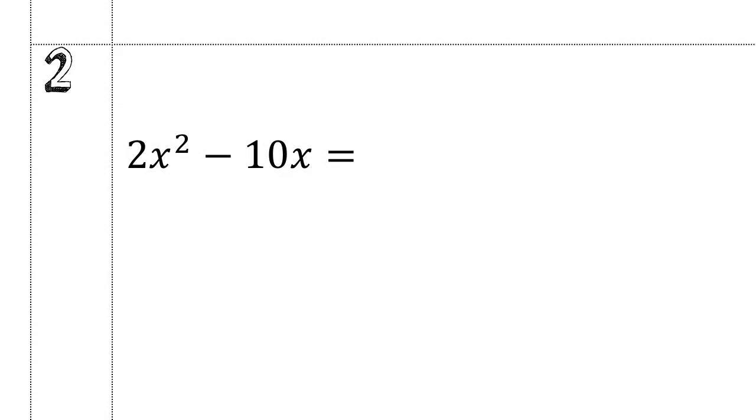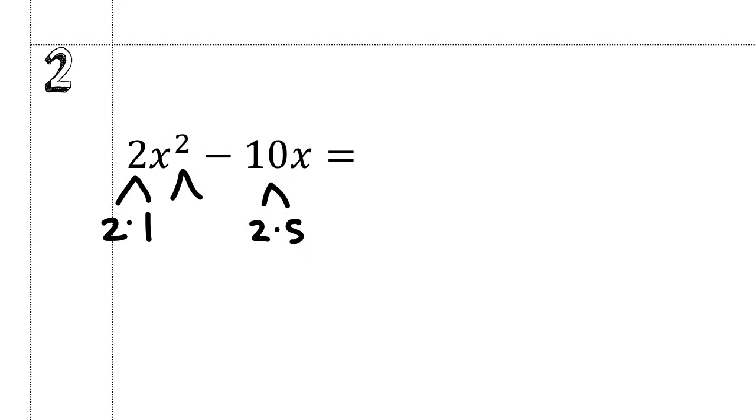Now 2 I can't break down anymore. 2 is 2 times 1. I can't make it any simpler than that. But maybe I can find a 2 in this 10. And we should be able to, because this is 2 times 5. Okay, now I want to break down the variables, because the variables are also something that could be in common.